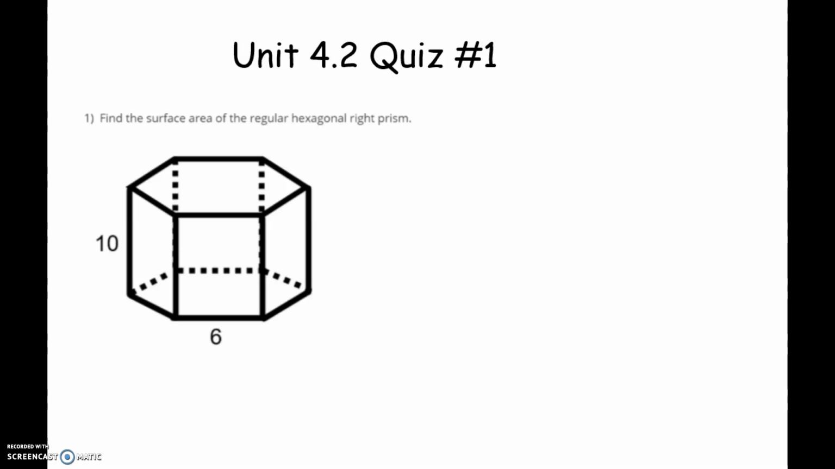Hello, we're going to go through the solutions of the Unit 4.2 quiz number 1. This quiz was all on surface area, and we're starting with number 1, a hexagonal right prism. If you recall, prisms have two bases and then the lateral area. The easiest way to find the lateral area was just to take the perimeter times the height, because that takes care of all those rectangles with their base times their height.